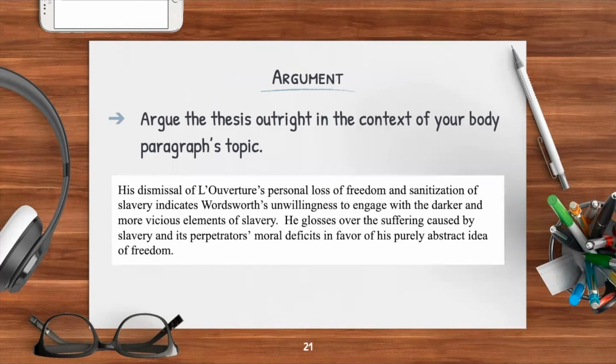And finally, you have the argument. Just argue the thesis outright in terms of the body paragraph and the evidence you presented. The point is basically to say, here's how this topic proves my thesis. For our example, we have his dismissal of Louverture's personal loss of freedom and sanitization of slavery indicates Wordsworth's unwillingness to engage with the darker and more vicious elements of slavery. He glosses over the suffering caused by slavery and its perpetrators' moral deficits in favor of his purely abstract idea of freedom.